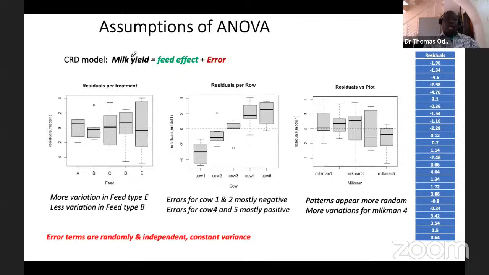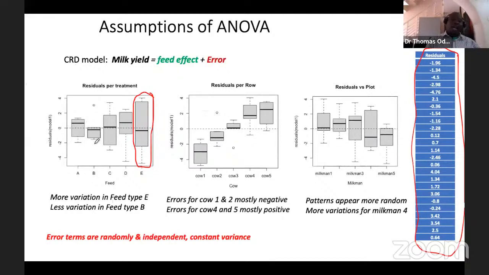Okay, so now what we are going to do is look at this residual here, but we're going to draw a box plot for the different residuals. You can see from here that feed A had the lowest amount of milk, but it also had the highest variability. And this is also reflected in the residual. But as you can see, the 0 is in the middle.